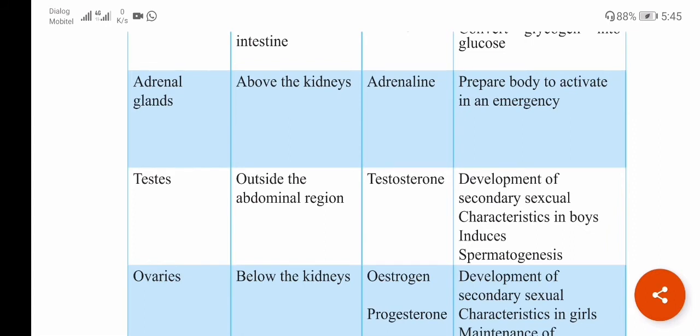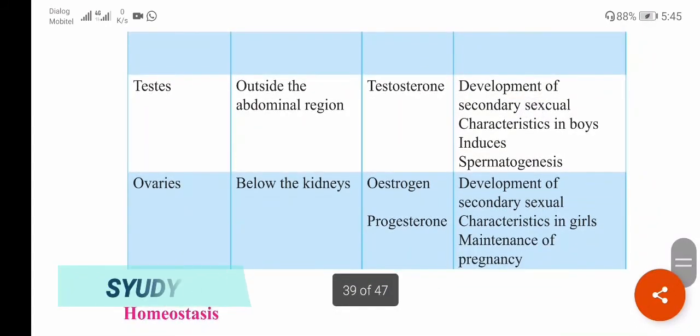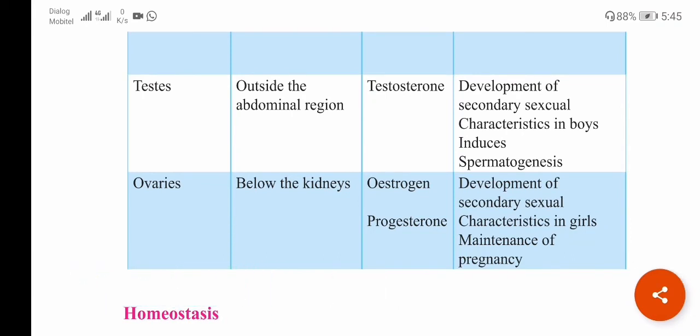Ovaries: where is the location of the ovaries? It is below the kidneys. They secrete estrogen and progesterone. Estrogen is for development of secondary sexual characteristics in girls, and progesterone is for maintenance of pregnancy and also the menstrual cycle.